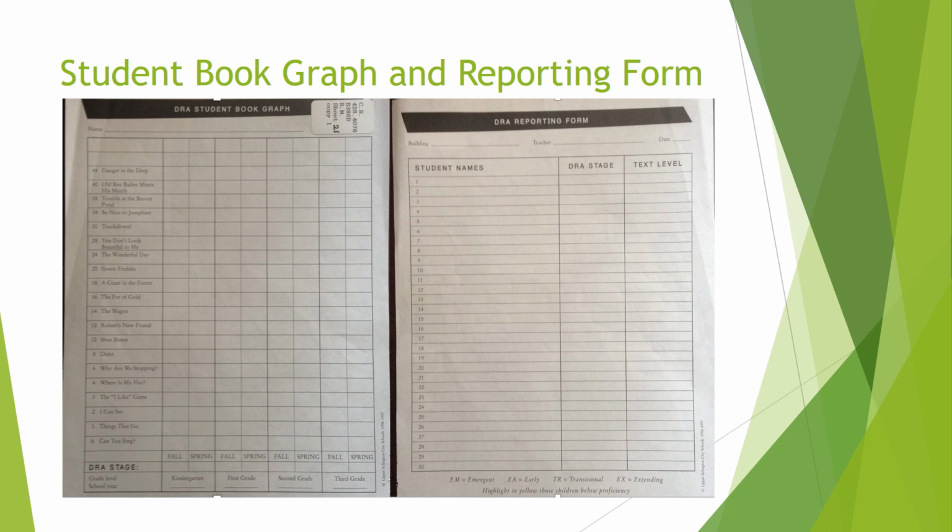The student book graph represents the increased level of text difficulty read successfully by the student across the years. So you would just shade the box that corresponds with what the student has achieved. Graphs and charts document and report individual and whole class progress. The forms enable teachers to share student progress with parents and administrators if they wish.